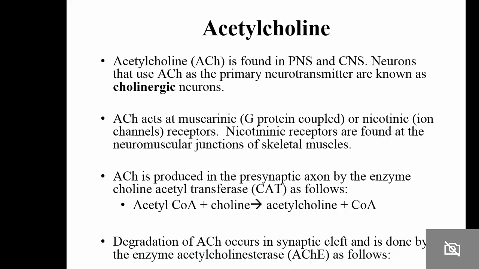Once it gets reabsorbed back into this neuron, the acetate and the CoA get transported up. The acetate gets converted via the metabolic machinery of the cell back into acetyl-CoA, combines with choline, and then ships it back down here, and it's ready to go. Questions on that? Any of that?